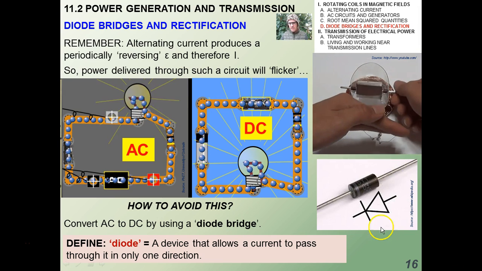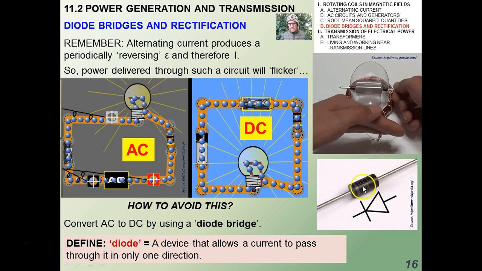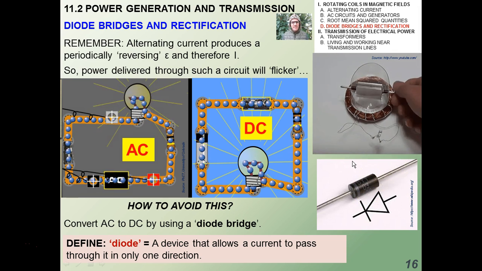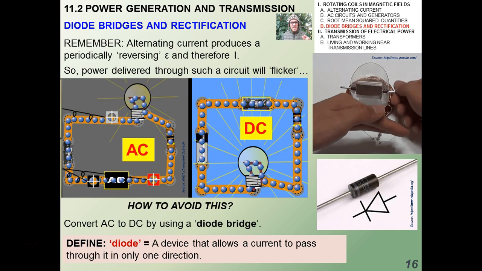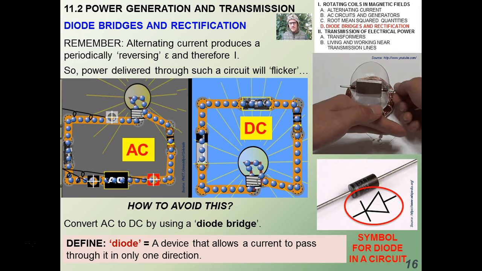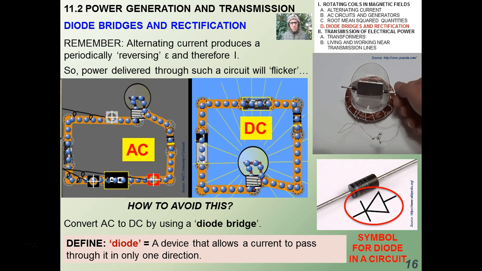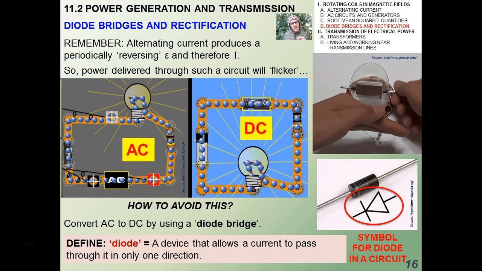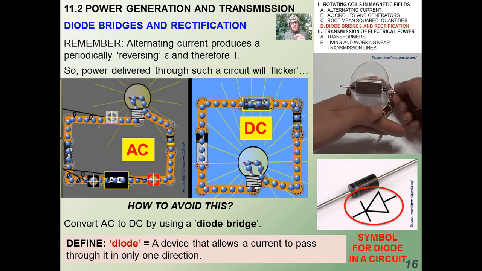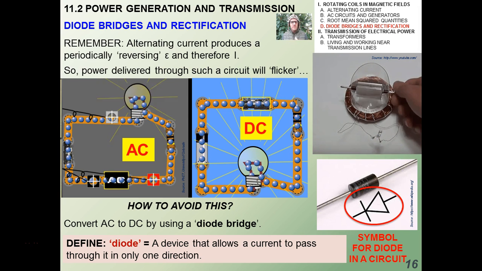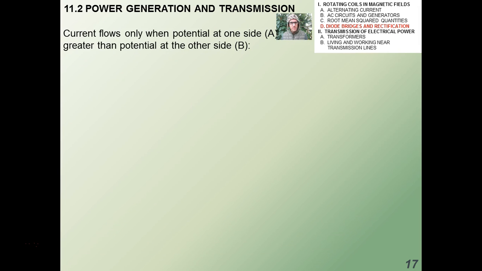In a circuit, this is the symbol right here, and this is what a diode looks like. It's any device that allows a current to pass through it in only one direction. Pretty clever. Don't worry about what's happening inside of that diode, or the theory of how it works. We're just going to apply it in circuits.